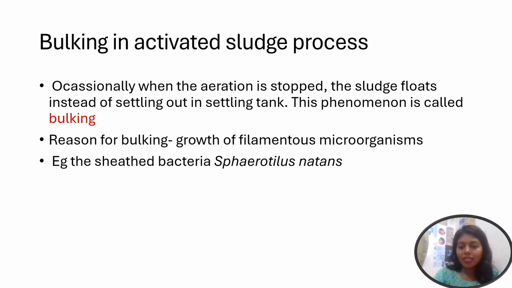Sometimes the sludge floats instead of settling out in the settling tank. That phenomenon is called bulking. The reason for bulking is the growth of filamentous microorganisms, for example, sheathed bacteria, that is Sphaerotilus natans.